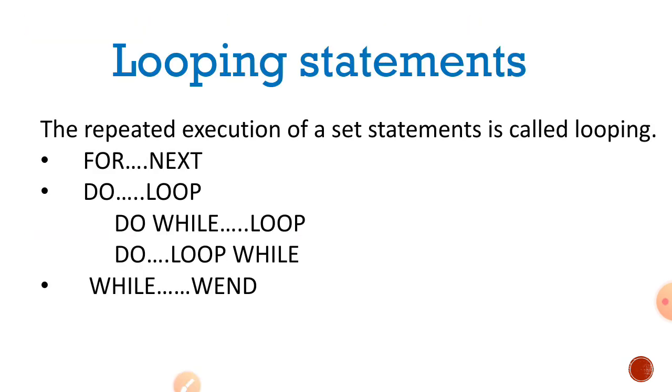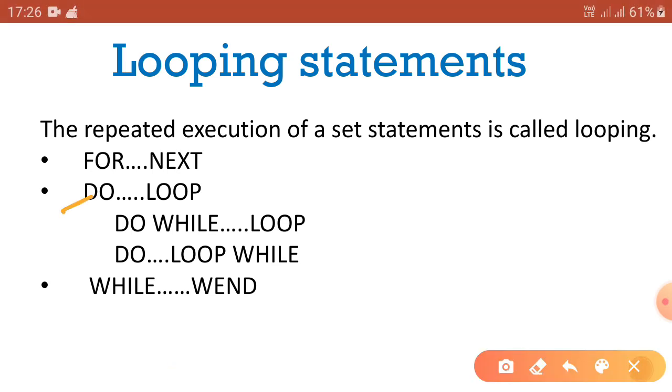If a set of statements is repeatedly executed, it is called looping. A loop is created in a program to perform repetitive tasks until a certain condition is fulfilled. QBasic consists of three types of looping statements. One is FOR NEXT, another one is DO LOOP, and inside the DO LOOP we will have two types: one is DO WHILE loop, another is DO LOOP WHILE. And the last looping statement is WHILE and WEND.